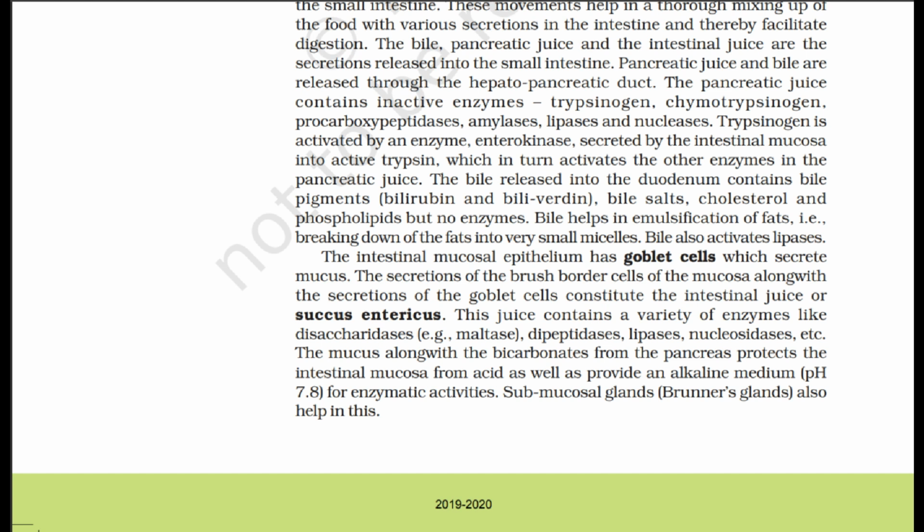The secretions of the brush border cells of the mucosa, along with the secretions of the goblet cells, constitute the intestinal juice or succus entericus. This juice contains a variety of enzymes like disaccharidases, for example maltase, dipeptidases, lipases, nucleosidases, etc. The mucus along with the bicarbonates from the pancreas protects the intestinal mucosa from acid as well as provides an alkaline medium, pH 7.8, for enzymatic activities. Submucosal glands, Brunner's glands, also help in this.